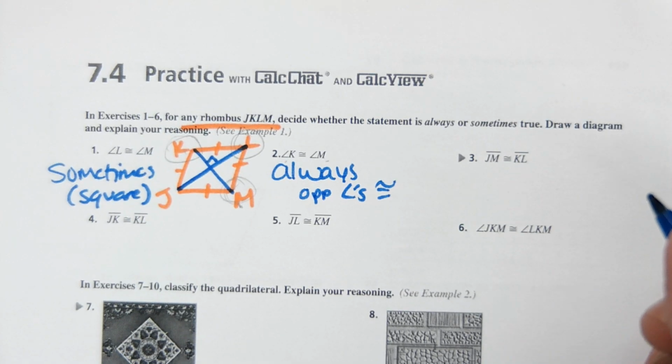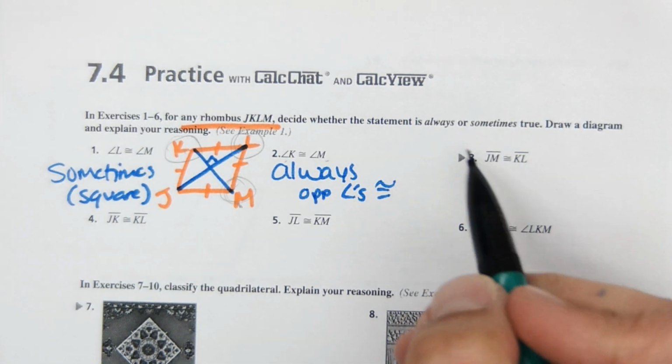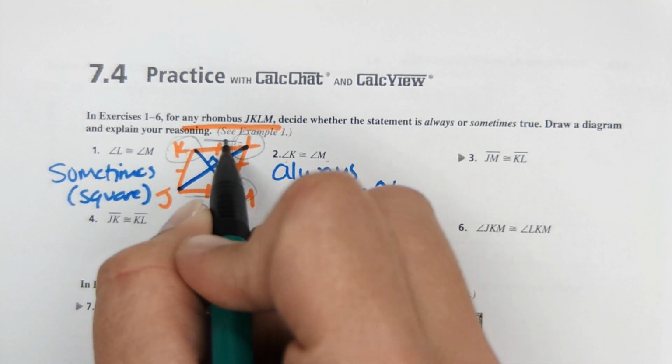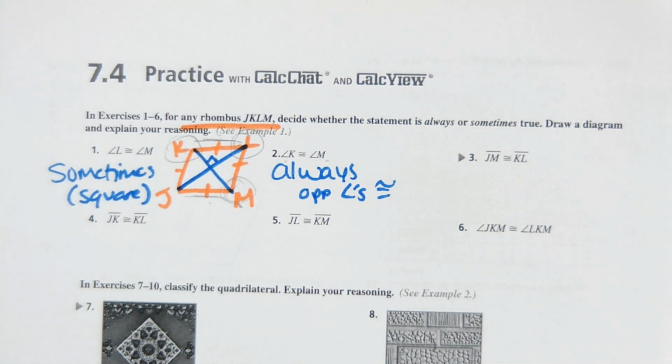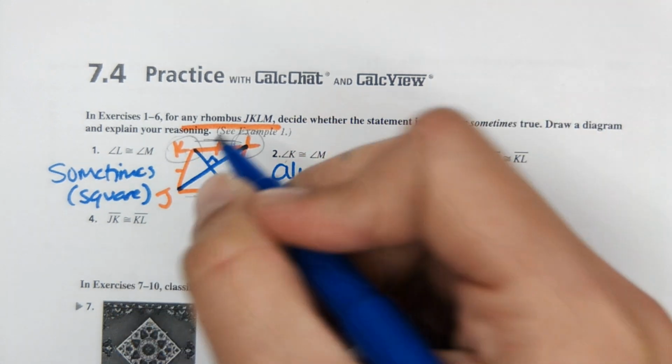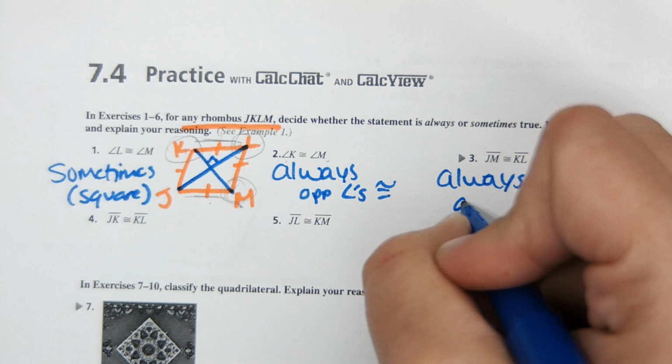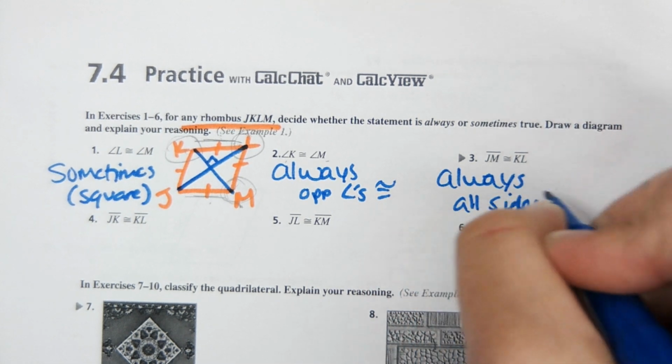Next one, number 3, is segment JM right here congruent to KL? Yeah, opposite sides are equal. Actually, all the sides of a rhombus are equal. So always, all sides of a rhombus are equal.